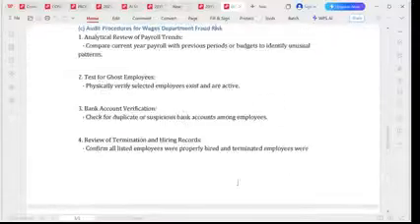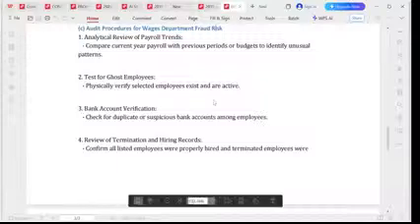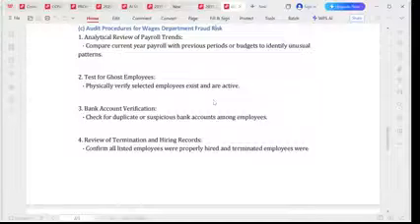Yeah, we can read this. So, test for ghost employees. When you are testing for ghost employees, in most cases you'll use observation. For example, depending on the size of the organization, you could close the company and call upon everybody to come for a head count.